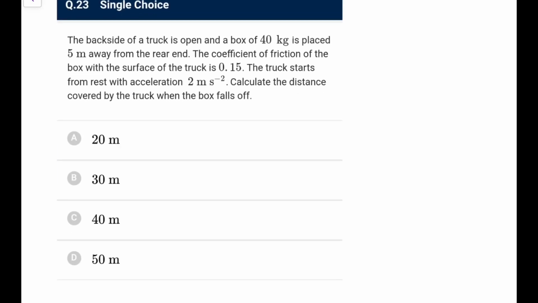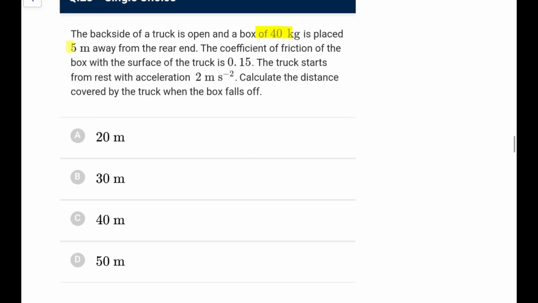The backside of a truck is open and a box of 40 kg is placed 5 meter from the rear and friction coefficient is 0.15. Truck starts with acceleration 2. Calculate the distance covered by the truck when the box falls off. So because the acceleration is more than what the friction can provide, you can say friction can suffice for 1.5. So the relative acceleration of the block with respect to the truck would be opposite to the direction of motion of truck, that would be 0.5 meter per second square backwards. So just magnitude I can write.